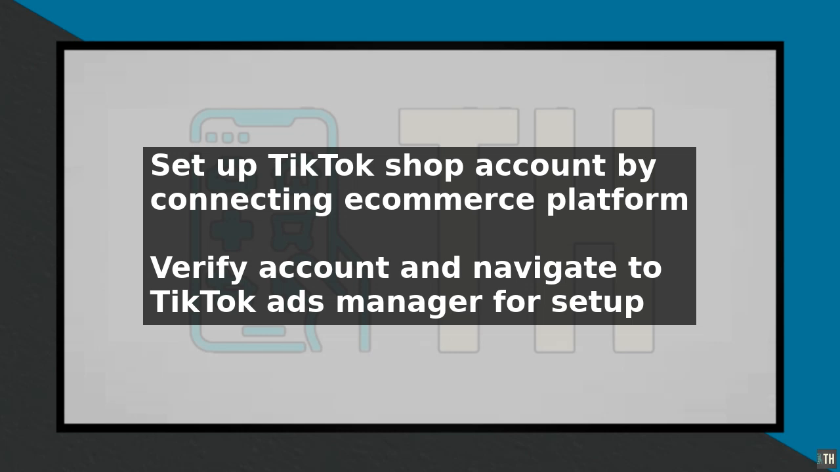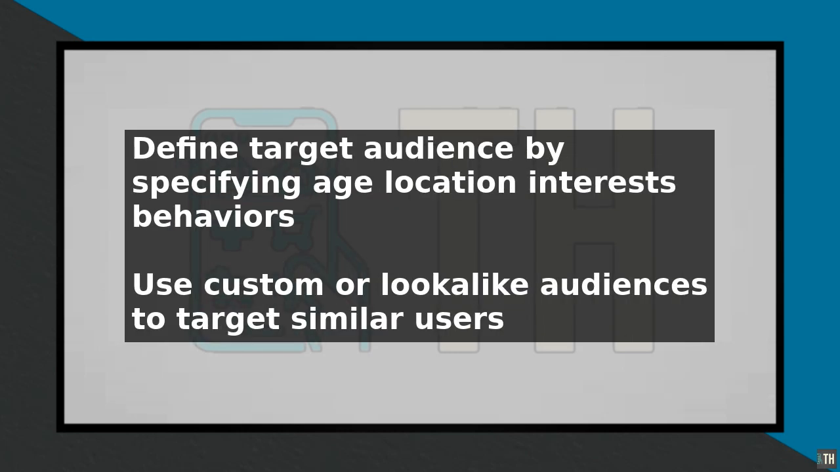Next, define your target audience by specifying age, location, interests, and behaviors. You can also use custom audiences or lookalike audiences to target users similar to your existing customers. Set a budget for your ad campaign and choose a bidding strategy, either cost per click or cost per 1,000 impressions. Now, create your ad content by selecting a product from your shop catalog and adding eye-catching images or videos.